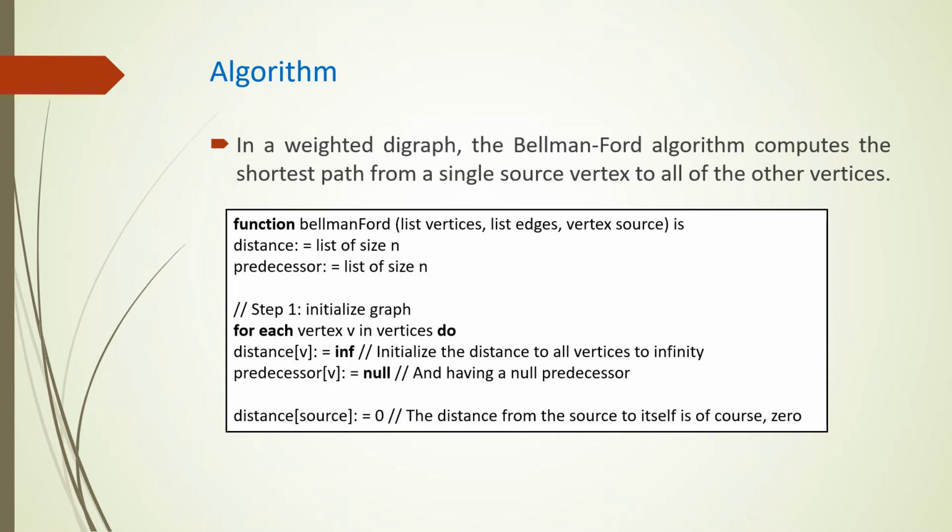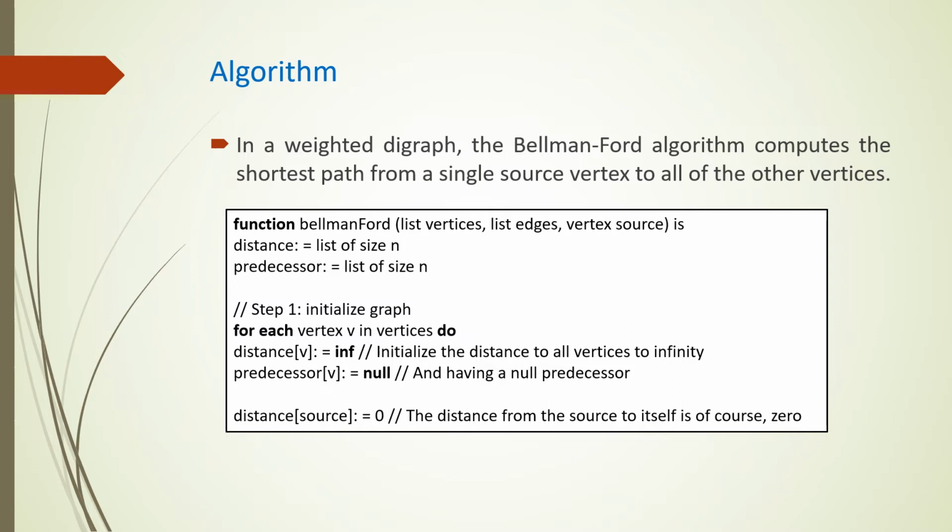In a weighted graph, the Bellman-Ford algorithm computes the shortest path from a single source vertex to all other vertices, and it can also have negative weights for the edges. The algorithm is basically divided into three parts. So let's talk about the first step, that is initializing the weights.